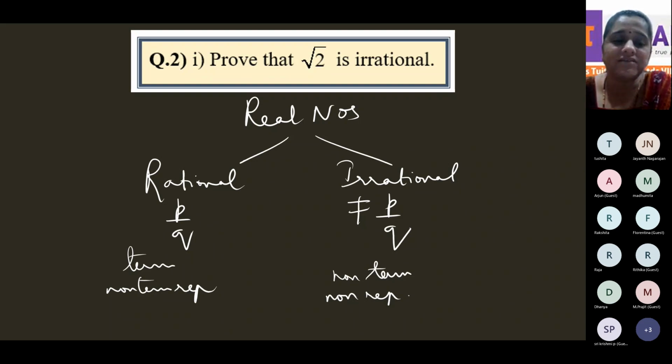So real numbers are classified as rational and irrational. Rational have a p by q form. Irrational do not have a p by q form. Decimal expansions of rationals are terminating or non-terminating, repeating. Irrational numbers have only one form of decimal expansion, which is non-terminating, non-repeating.